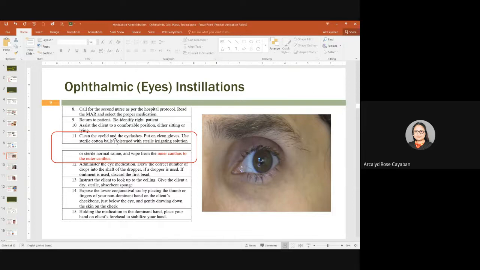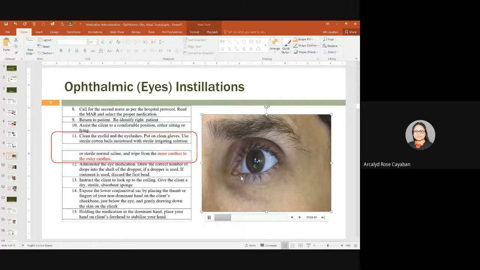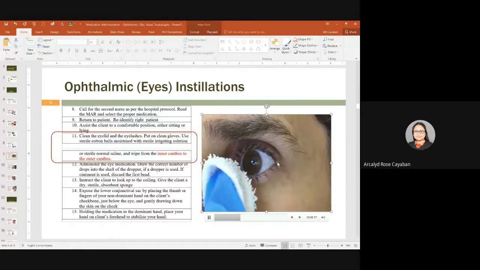After that, first, before we put the medication, we have to clean the eyelids and eyelashes. But basically, you have to please encircle this, put clean gloves and use cotton balls moistened with sterile irrigation or sterile normal saline. We have to wipe it from, this is the inner canthus, going out to the outer canthus.